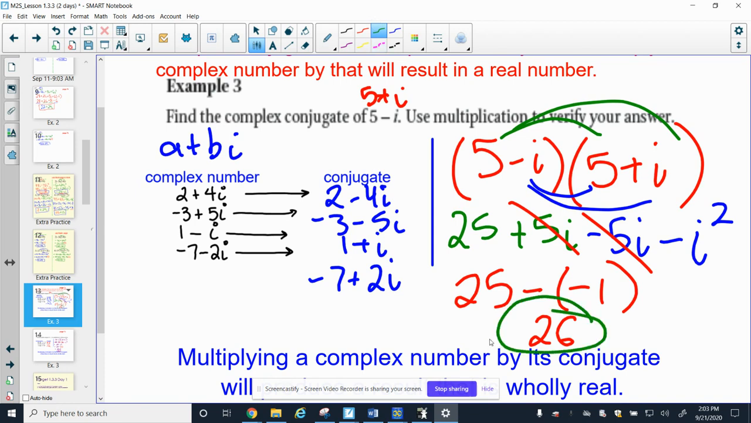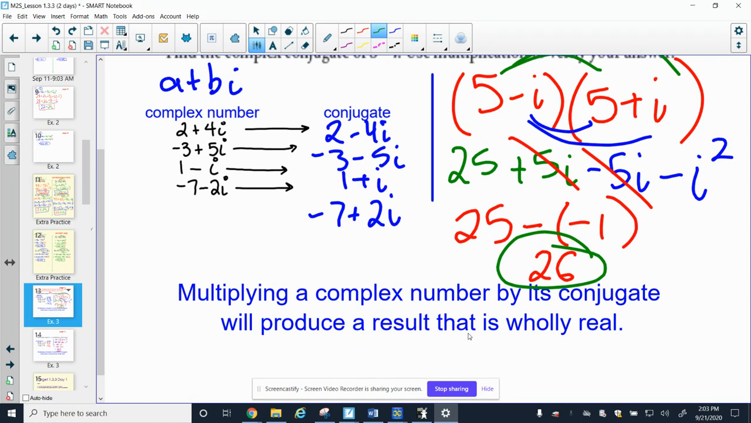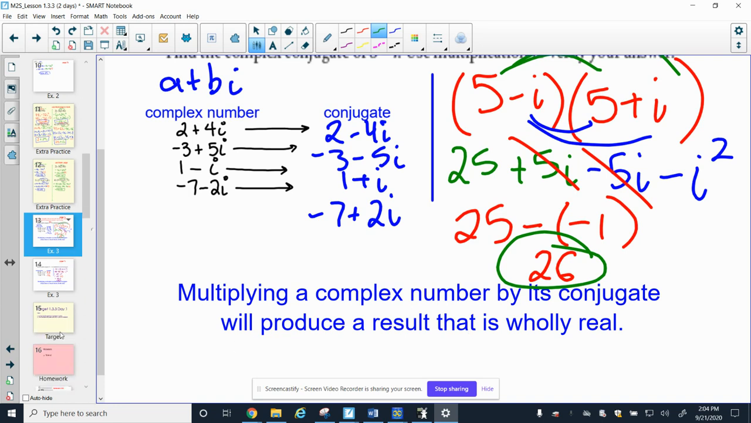Okay. So a little note to put in our book, multiplying a complex number by its conjugate will produce a result that is wholly real. Okay, that's what it is. It's the complex number you can multiply another complex number by, where your result will be just a real number. Okay, so that's the complex conjugate.